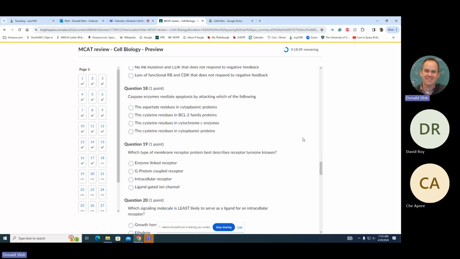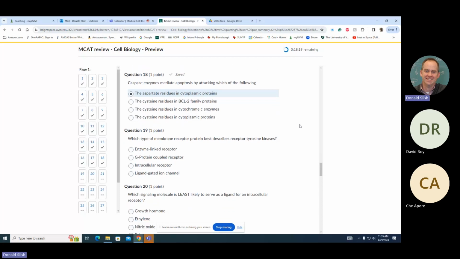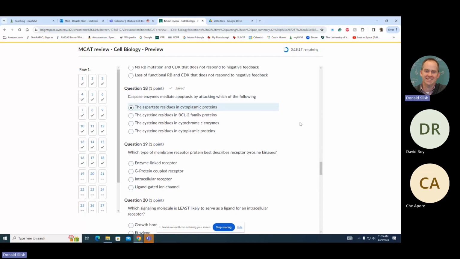Caspase enzymes mediate apoptosis by attacking which of the following? Okay, so none of the cysteines are true. Caspase has a cysteine in the active site, and it cuts proteins with an ASP in them. I don't know if I said that in class. Is it not involved in BCL2? Well, the thing is, once it starts, these are all definitely wrong, so you stop looking at them after that. You know what I mean? You want to keep moving.